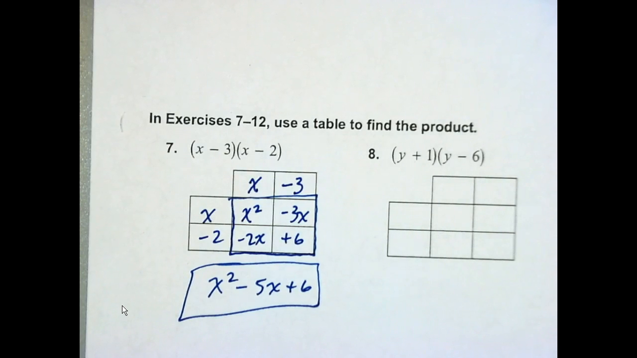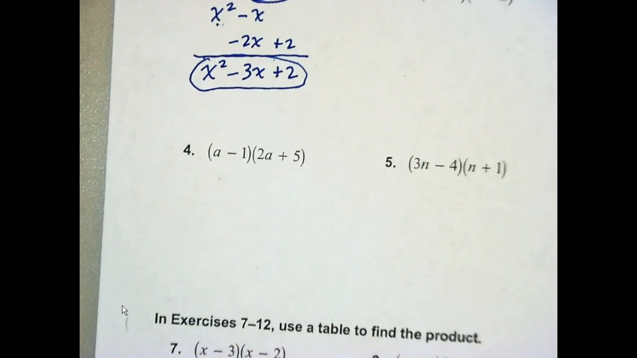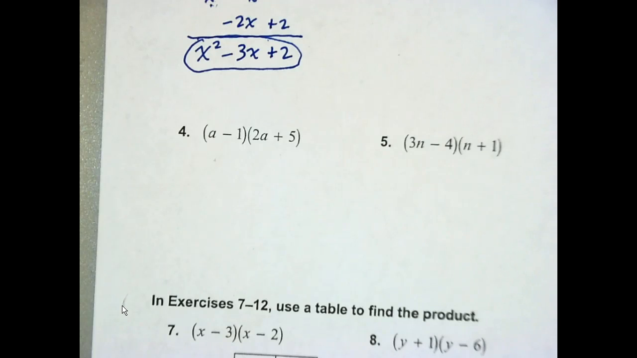All right. I want you to try number 10, right below it there. Actually, before we do 10, do number 4. Try number 4 using the FOIL or distributive method first.